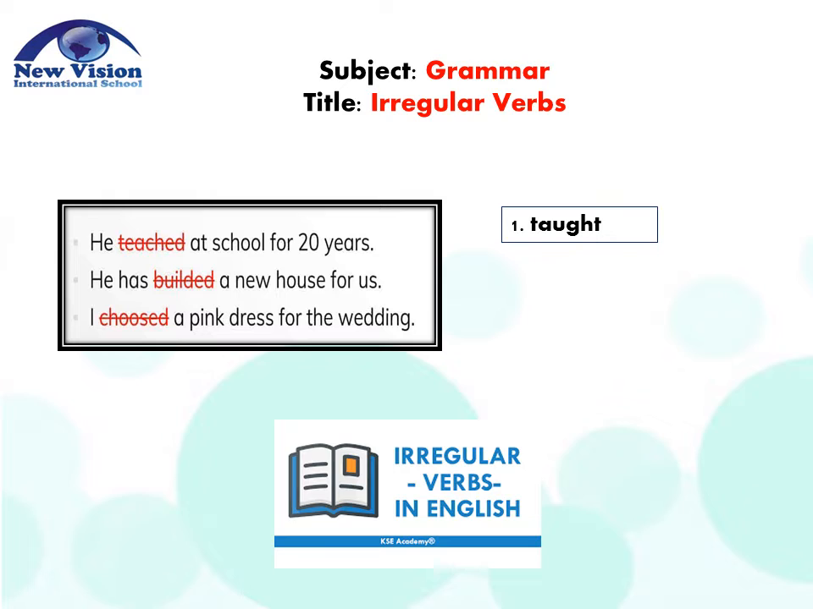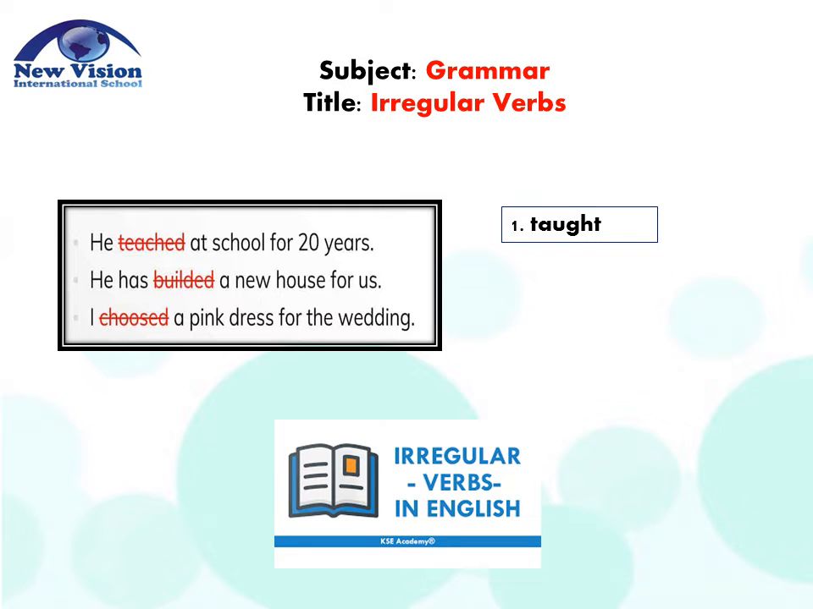What did we do here? The word here is changed completely. What do we call this? Irregular verbs. Say it again. Great job. It's irregular verbs. Why? Because it has a special form. You change the word.